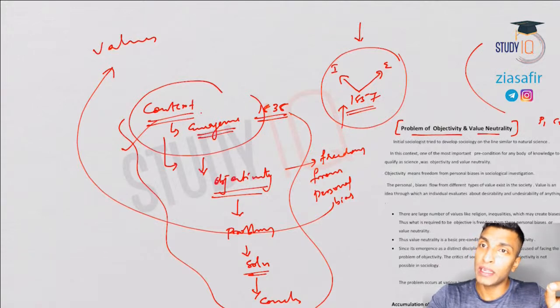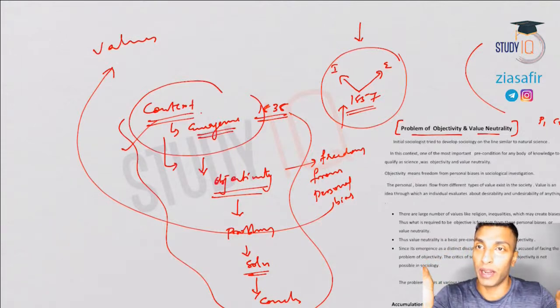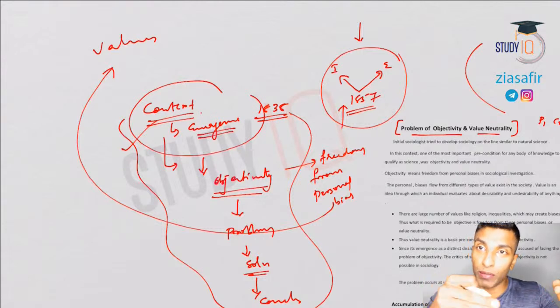So objectivity means freedom from all these biases. That means if you need to be free from all these biases, you should be value neutral. You should ignore all those values which are there in your mind. For example, patriarchal value. I should not have a patriarchal mindset if I'm conducting a study on anything. Okay, similarly, if I'm a Muslim, I should not keep the value of Muslims in conducting a study.